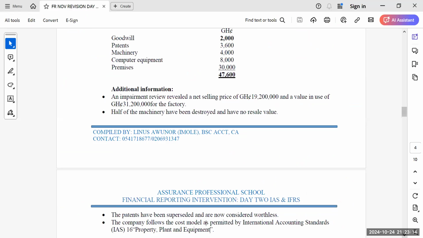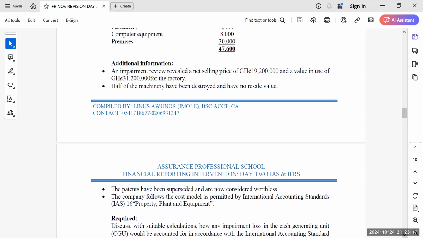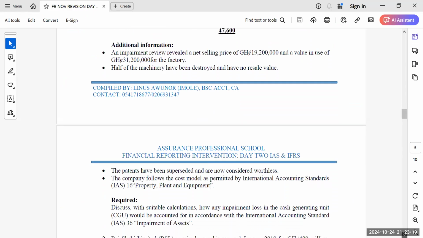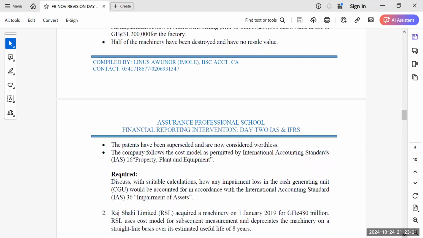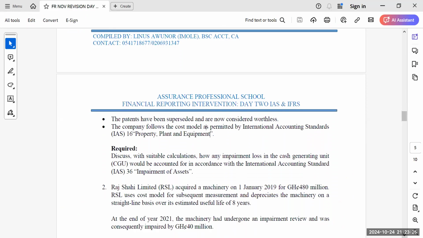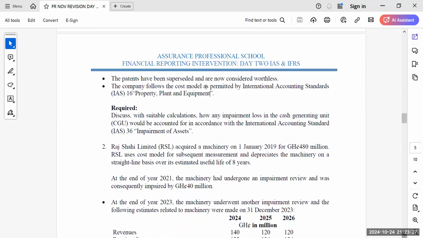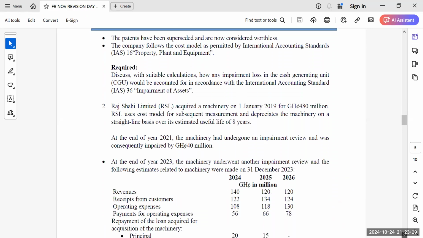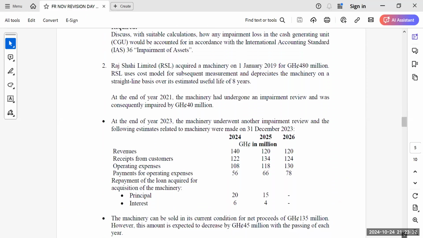The company follows the cost model. So what they are trying to say is that there is no revaluation surplus that you are going to be writing the impairments against. Just question number 2. Okay, very important one. Let's see. Okay, so question number 2.